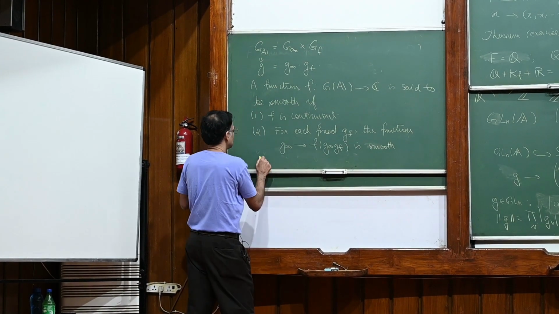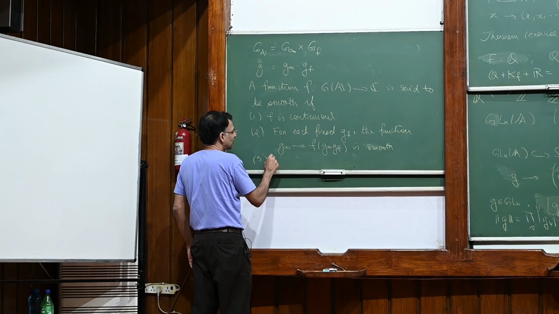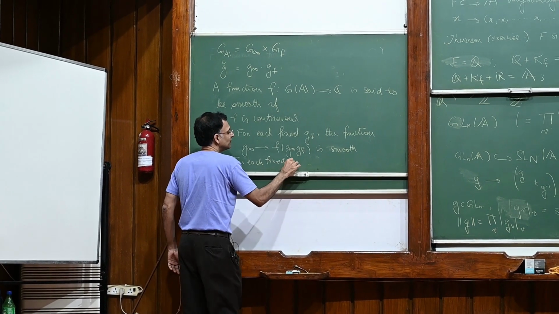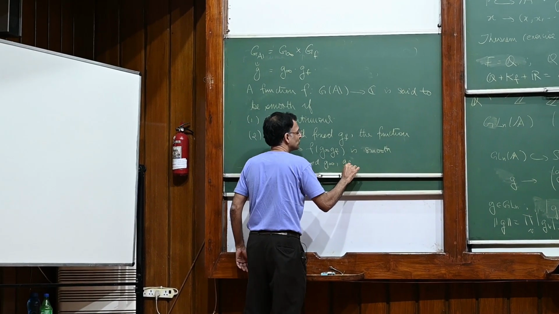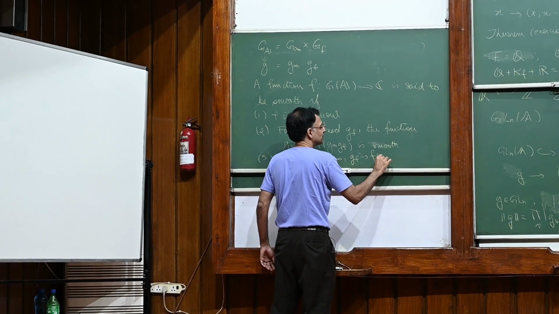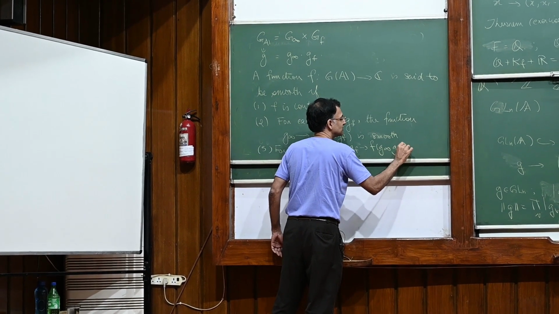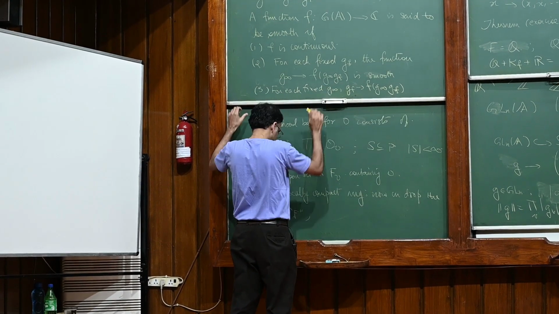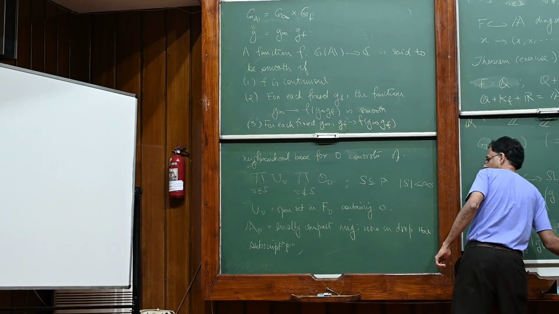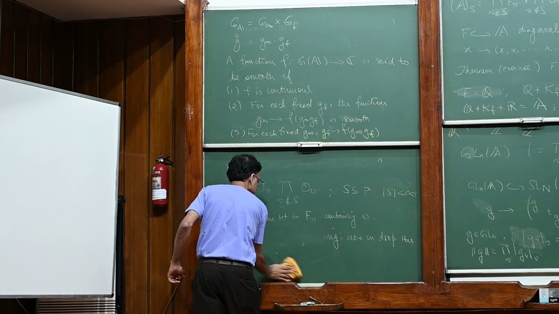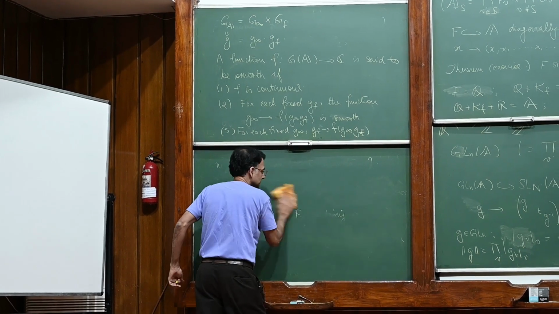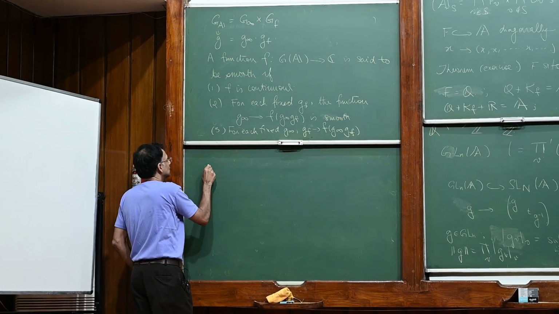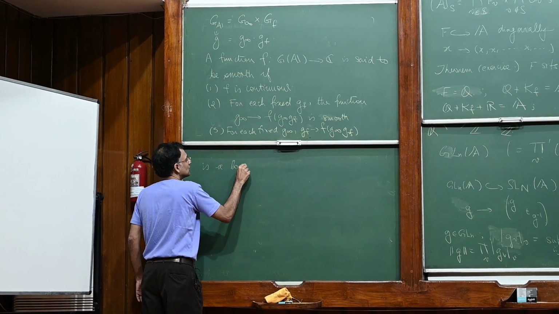And finally, for each fixed G infinity, the map GF goes to f of G infinity GF is a locally constant function with compact support.